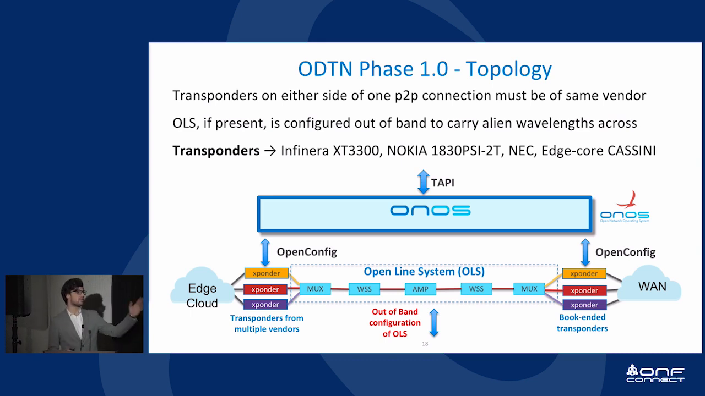For phase 1.0, the OLS is configured out of band. We work with the Infinera XT300, the Nokia, that model, and NEC and CASSINI. And the open line system really carries alien wavelengths across the two transponders.